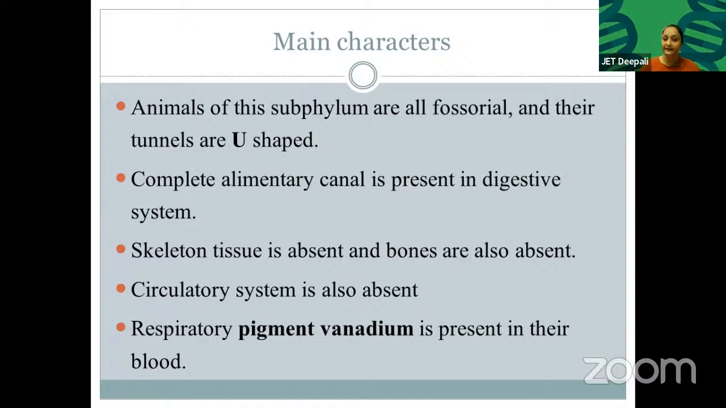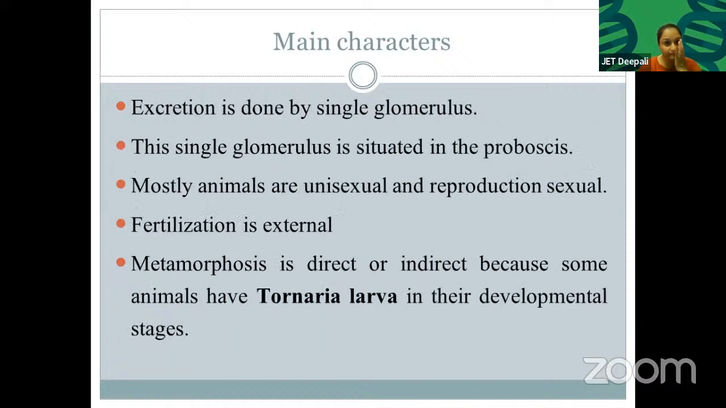Respiratory pigment is vanadium. Okay, this is important. Excretion is done by a single glomerulus, means they have a small single glomerulus. Glomerulus is a cup shaped anterior part of the nephron. This single glomerulus is situated in the proboscis. Proboscis is their mouth, the anterior part. So they have this single glomerulus at the anterior end. Mostly animals are unisexual. Reproduction is sexual. Fertilization is external. They lay eggs. Metamorphosis is direct or indirect because some animals have Tornaria larva. So what is the name of the larva of Hemichordata? This is Tornaria larva in their developmental stages.